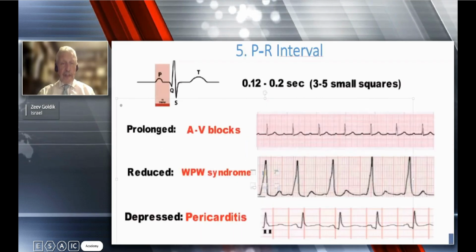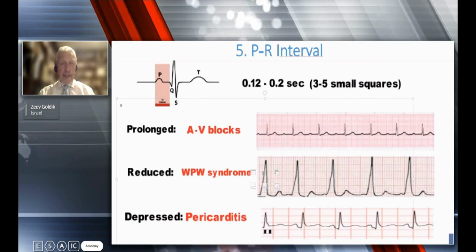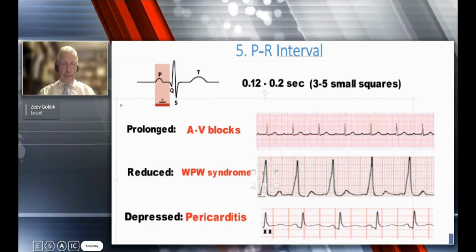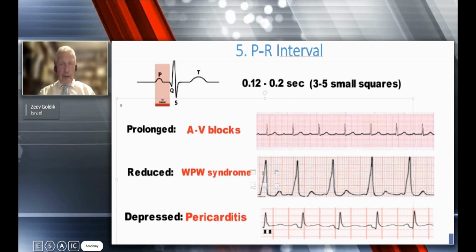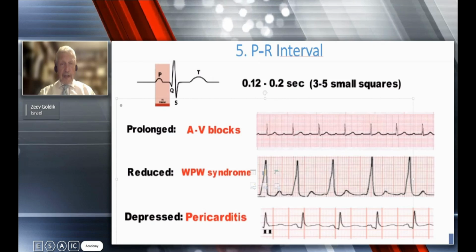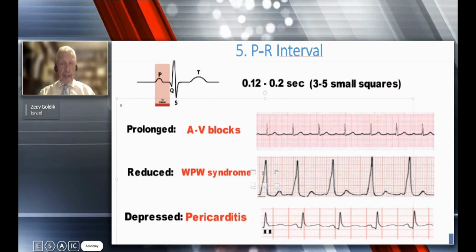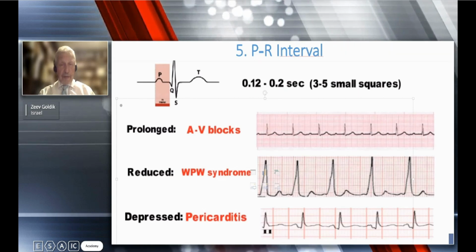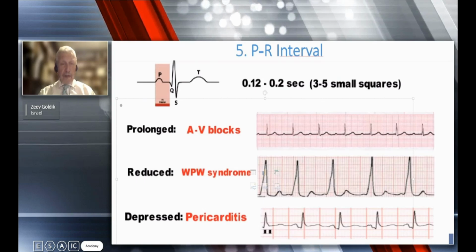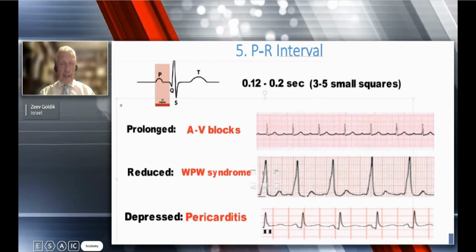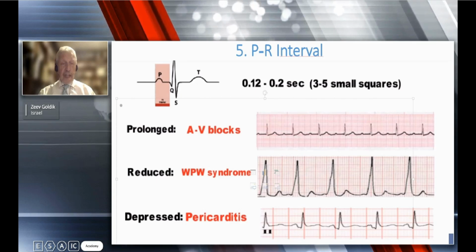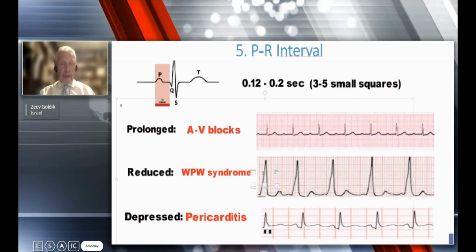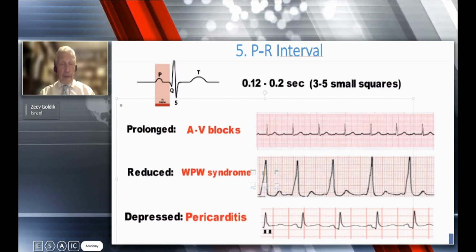So continuing with the steps for interpretation of the ECG, we arrive at step number 5, which is the PR interval. A normal PR interval should not be longer than 3 to 5 small squares. That means 0.2 seconds. If it is prolonged, like in the first example we see here, we are talking about an AV block, atrioventricular block, because the conduction is prolonged.